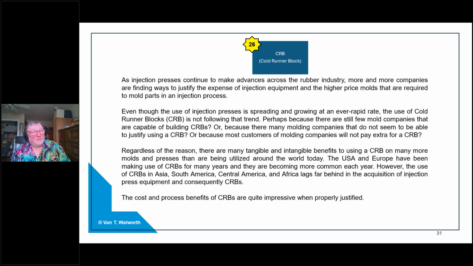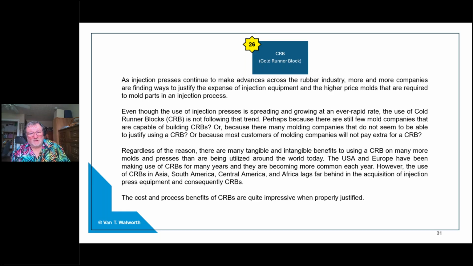And the benefits of cold runner blocks are also not very well understood. If you did better understand the benefits of a cold runner block, it becomes a little easier to justify. One of those is the fill time. In a hot runner mold, you have to actually flow rubber through the entire runner system before it gets to the cavity. In a cold runner block, you really only have to flow rubber from the nozzle drop of the cold runner block into the cavity. So the fill time is shorter.